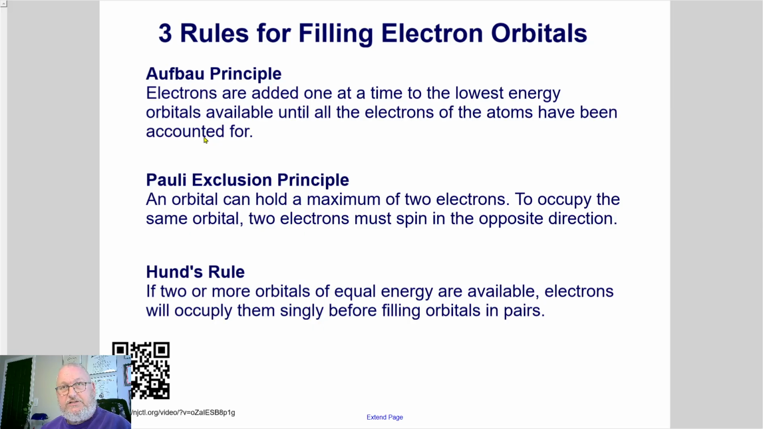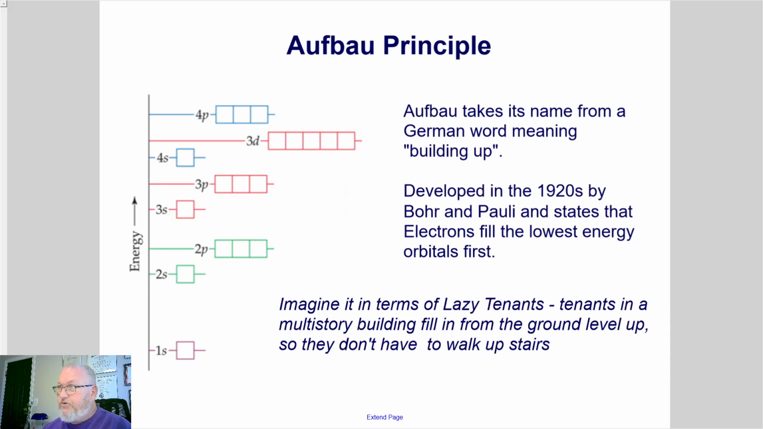There's the Pauli exclusion principle. This says that an orbital can only have a maximum of 2 electrons, and if they're in that same orbital, then they must have opposite spin. One must be up, one must be down. Hund's rule: if 2 or more orbitals of equal energy are available, then the electrons will go into their own orbital first before they show up in pairs. Those are our 3 rules.